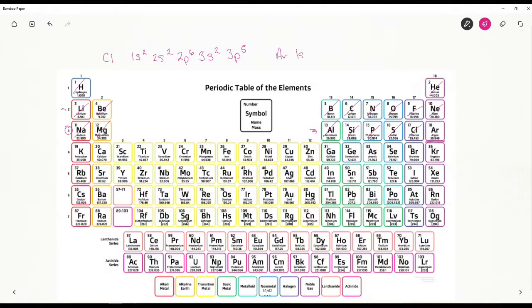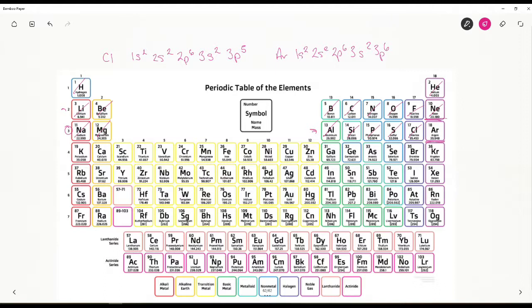So it would be 1s2, 2s2, 2p6, 3s2, 3p6. So even though it's only one electron away, it is one more electron. That is the key. To do the noble gas shortcut for chlorine, we have to go back to neon.